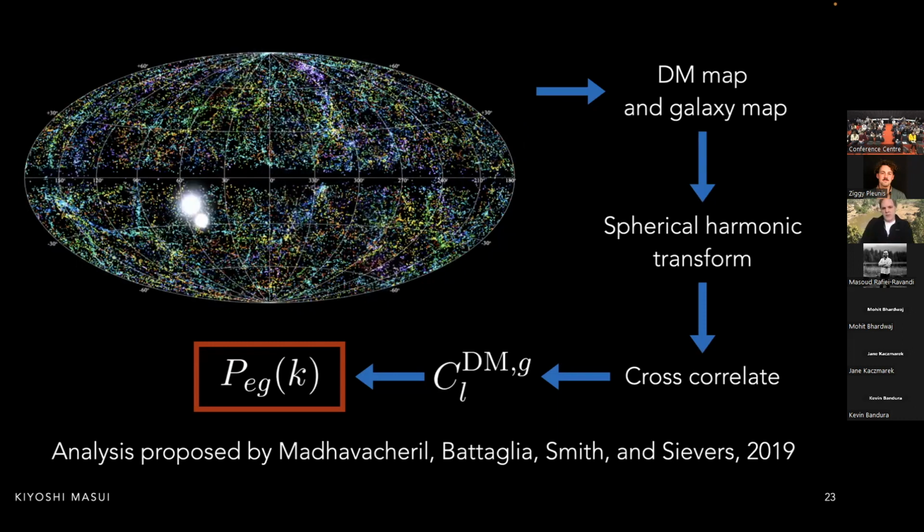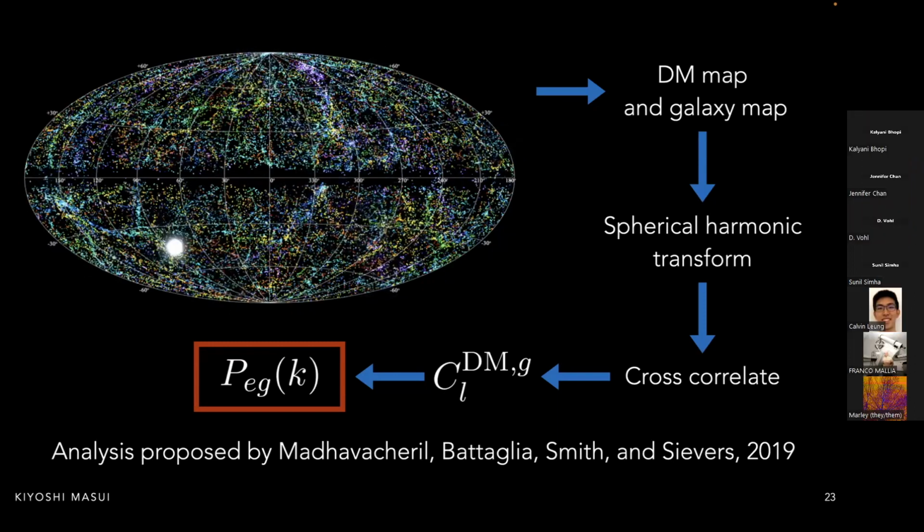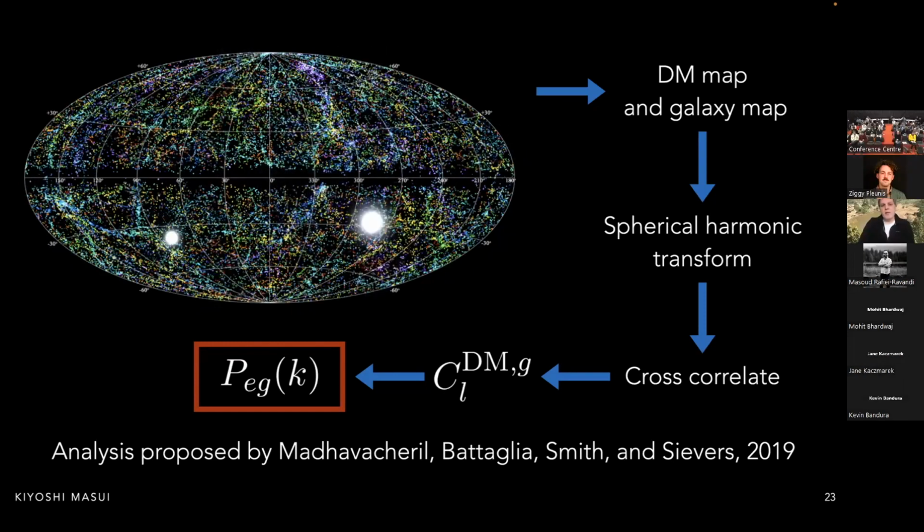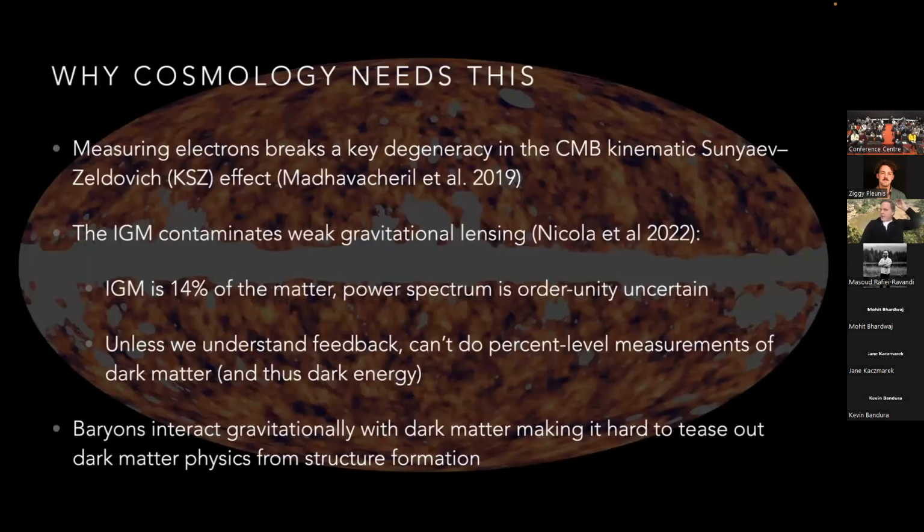This is work that was led by Matt Abelstral. If you've got tens of thousands of FRB localizations, you can now start to map out what the density of the IGM is doing. That lets you break the degeneracy with the velocity to help you get at the cosmology you actually care about. It also contaminates weak gravitational lensing as well. If there's matter out there that's clumping differently, that looks an awful lot like structure doing other things. So if you understand this feedback, it's very hard to do percent level measurements of dark matter and thus dark energy.